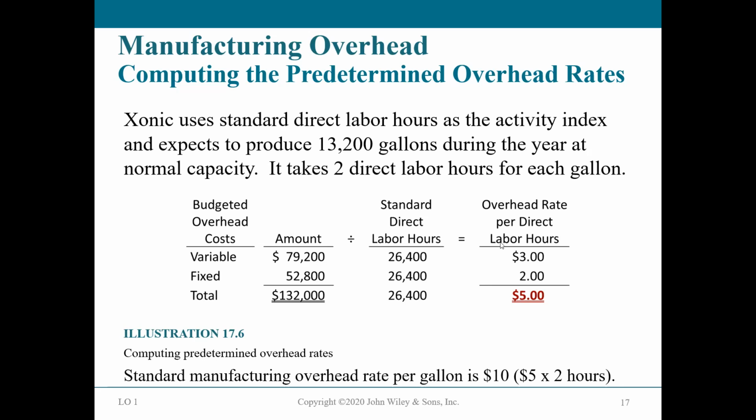So therefore, our overhead rate per direct labor hour, you divide the two. So we'd have a total of $5 manufacturing overhead per direct labor hour. Therefore, our standard manufacturing overhead rate per gallon is the $5 times 2 direct labor hours for each gallon. So for every gallon of whatever product we're making that is produced, it will cost us approximately $10 in standard pricing for manufacturing overhead.